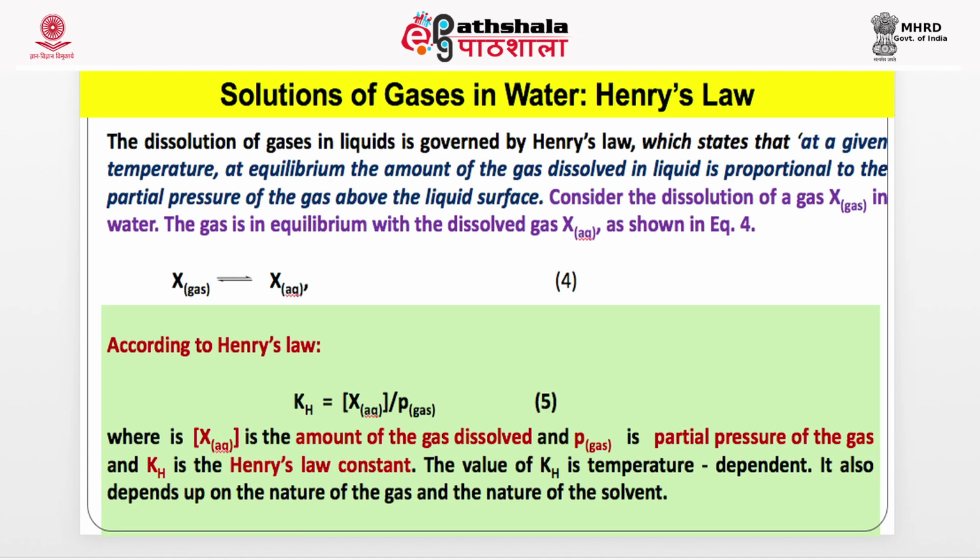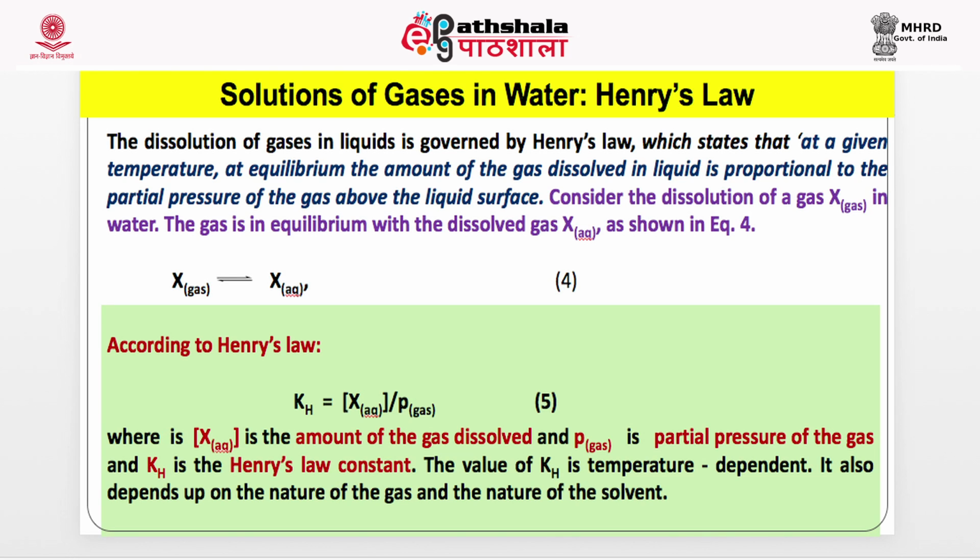The equilibrium constant for this is known as Henry's constant, KH, equal to the concentration of gas dissolved in water divided by the partial pressure of the gas. Remember, there are two different units. This is mole per liter and this is in atmosphere, or it can be in another unit also. The value of KH is temperature dependent. It also depends on the nature of the gas and the nature of the solvent. It is not necessary that all gases in water or any other solvent will have the same solubility; they will differ.